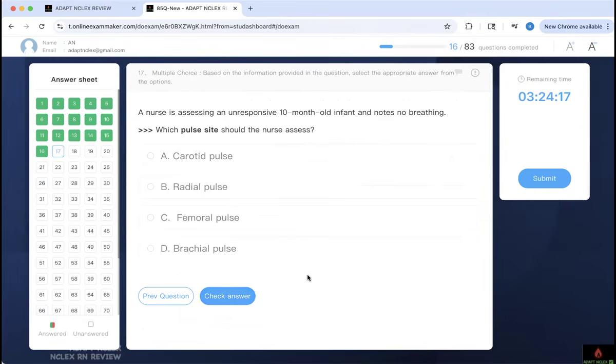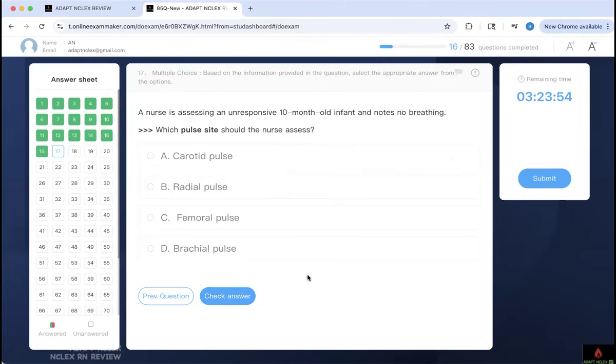And this is assessing an unresponsive baby, a non-responsive 10-month-old infant, with no breathing. If they're not breathing, what do you do? Which pulse site should the nurse assess? Where do you check a newborn, a 10-month-old? Where do you check their pulse if you have to do CPR? Cardiac pulse, radial pulse, femoral pulse, brachial pulse.